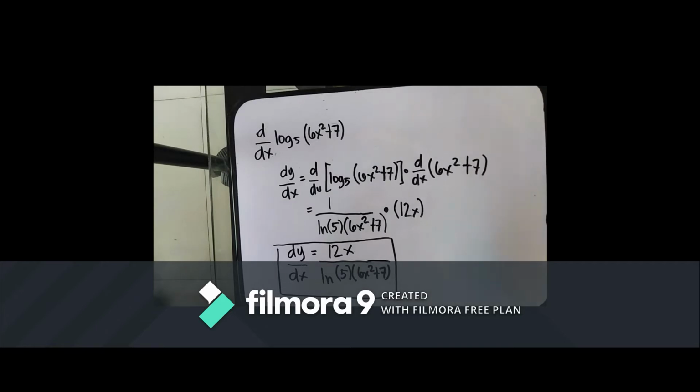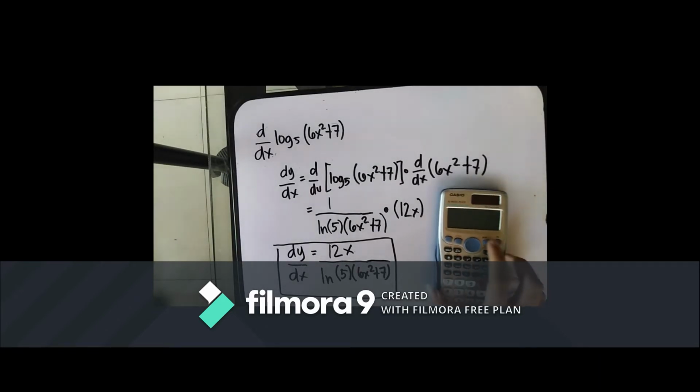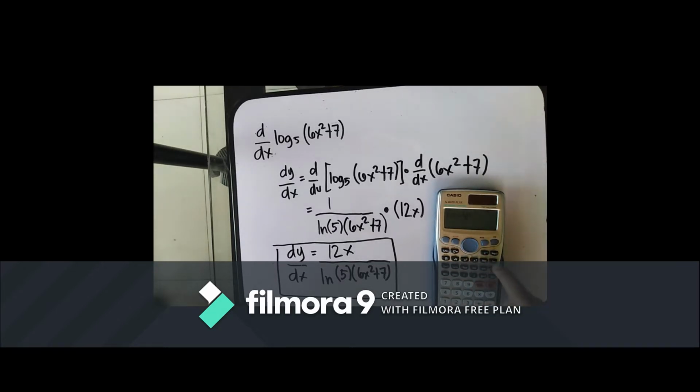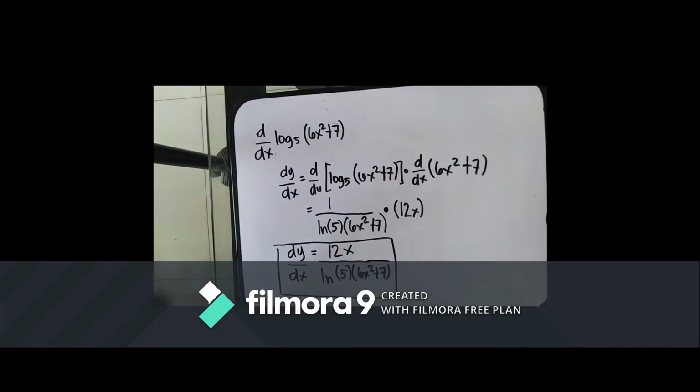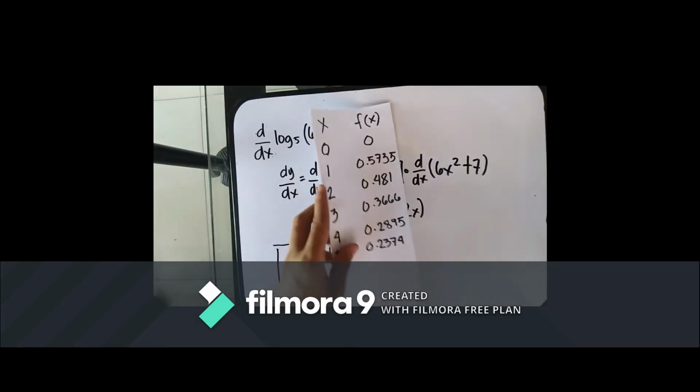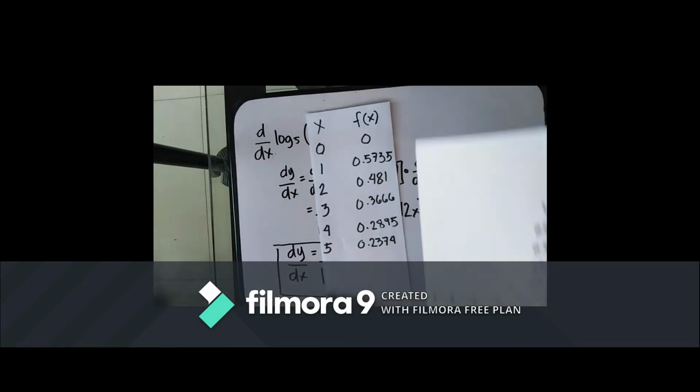After getting the answer, we need to sketch the graph. Using the calculator mode 7, then input the answer 12x over ln 5 times 6x squared plus 7. Then start at 0 and end at 5. So this is the result in the table, and the graph looks like this.